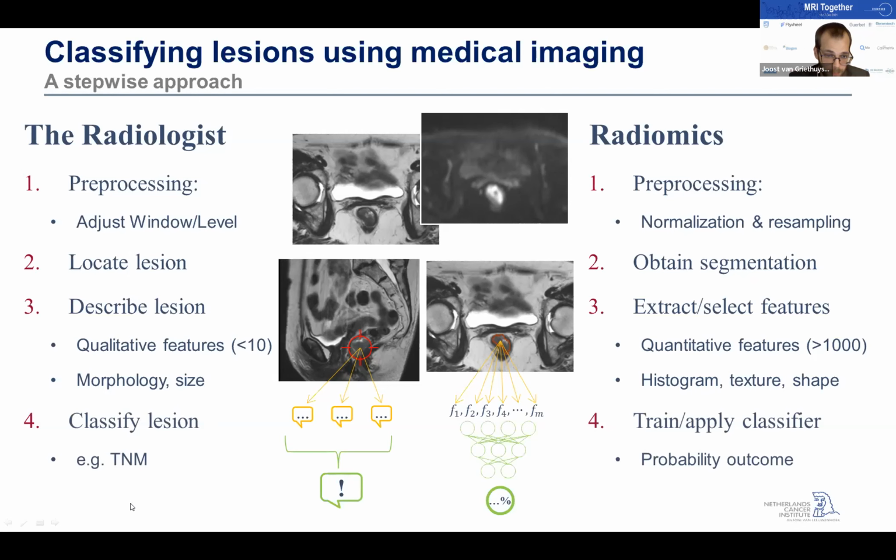The final step is to classify the lesion. The radiologist will be using standards like the TNM stage, which are based on his description of the image, and comes out with his classification. And for radiomics, this is where the classifier is trained and then applied, which will generally result in a probability of the desired outcome.